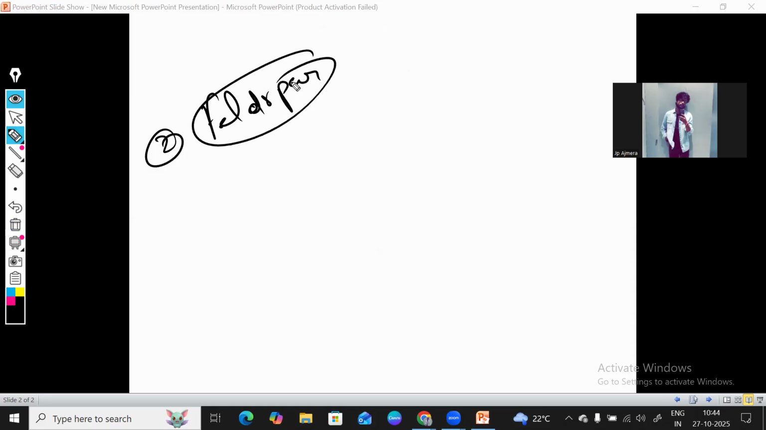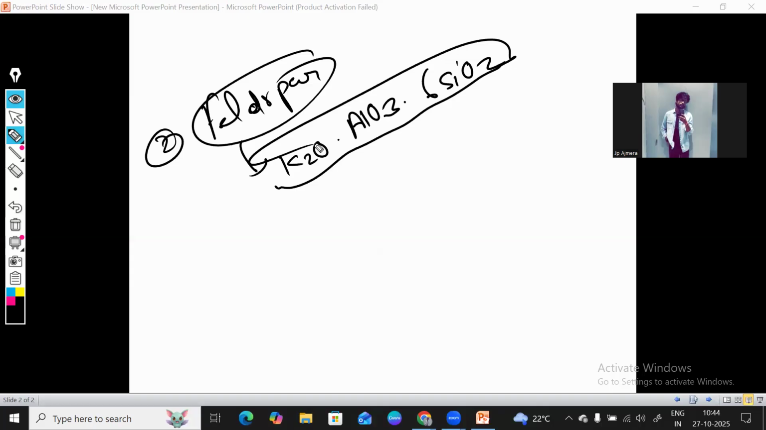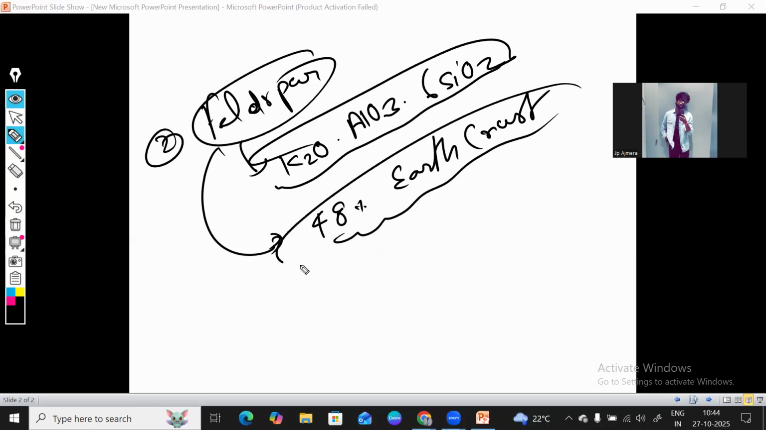So what is feldspar? The formula is K2O.Al2O3.6SiO2. This is the formula of feldspar. It occupies 48% of the earth crust. It's a dominant one, I think.